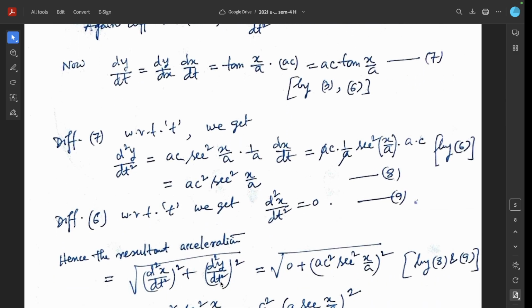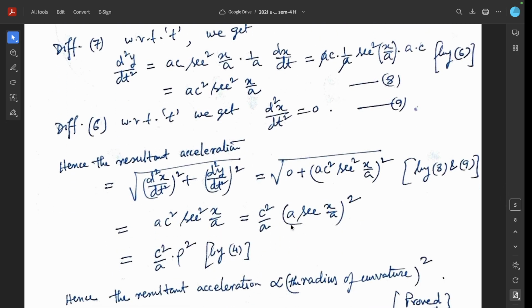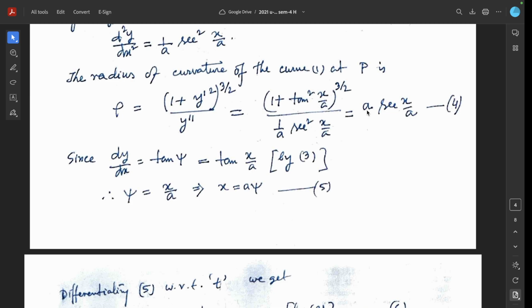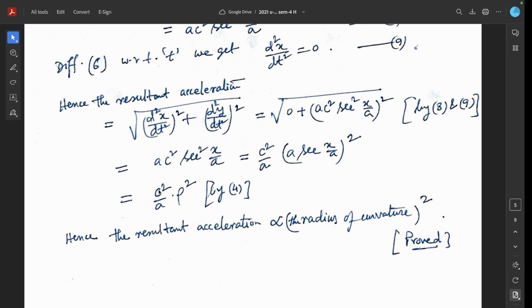Hence the resultant acceleration is the square root of (d²x/dt²)² plus (d²y/dt²)². After simplification, we get (c²/a) times sec²(x/a). From 4, ρ equals a sec(x/a), so putting in the value of ρ here, the resultant acceleration equals c²ρ²/a. Hence the resultant acceleration varies as the square of the radius of curvature, because c and a are constants. Hence proved.